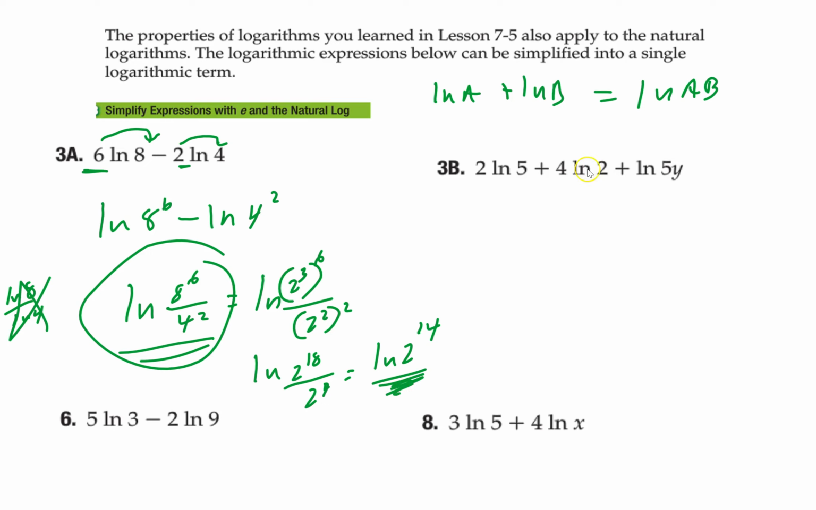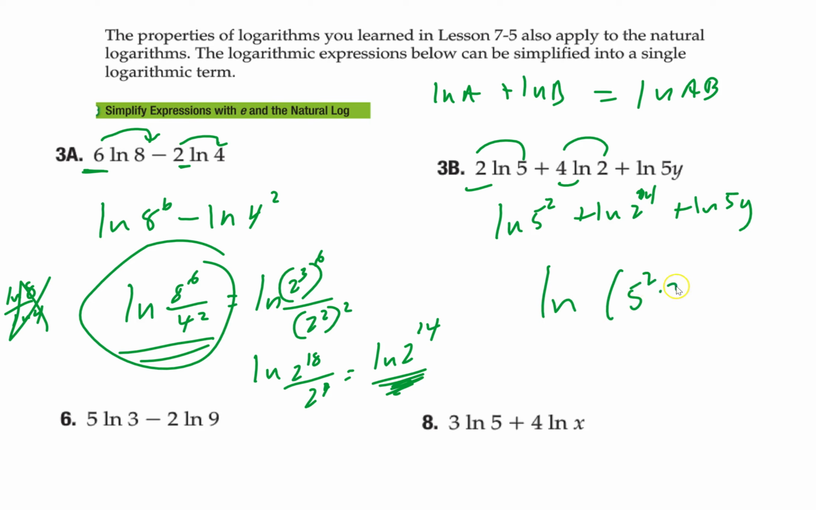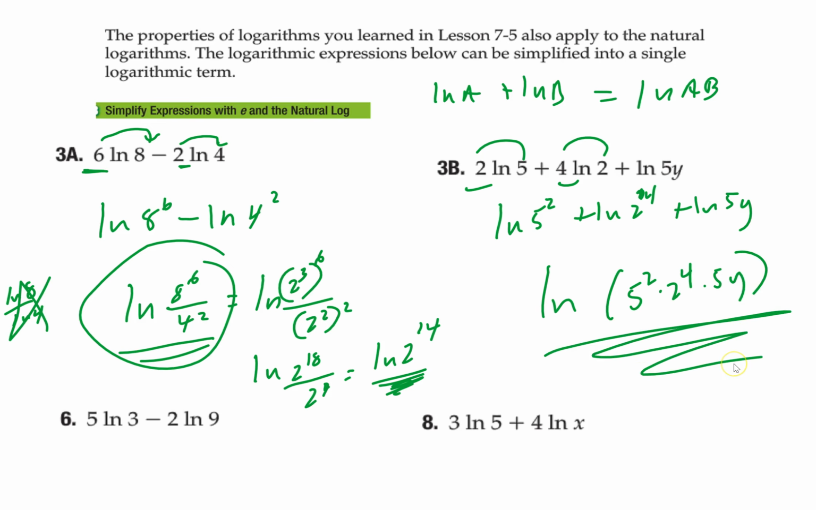Let's look at this one. Same idea, let's condense it. Let's practice condensing. First, these powers go to the front. I love that rule. So natural log of 5 squared, which is 25. Natural log of 2 to the 4th, which is 16. Plus natural log of 5y. So we have all this, and it's all plus. That means multiply it all. So I write one big natural log, and then 5 squared times 2 to the 4th times 5y. I don't know what that is. I'm just going to leave it like that, though.